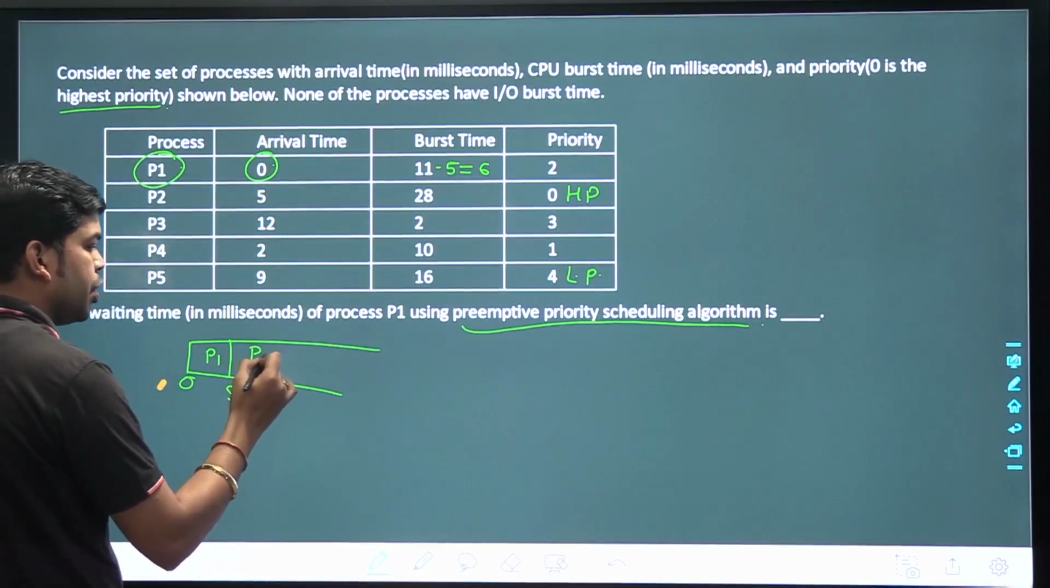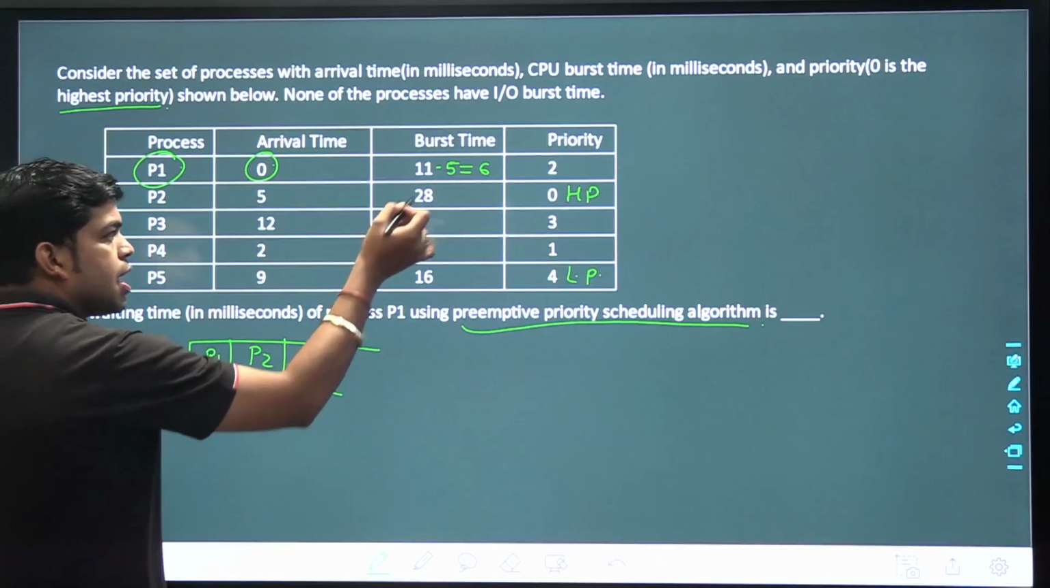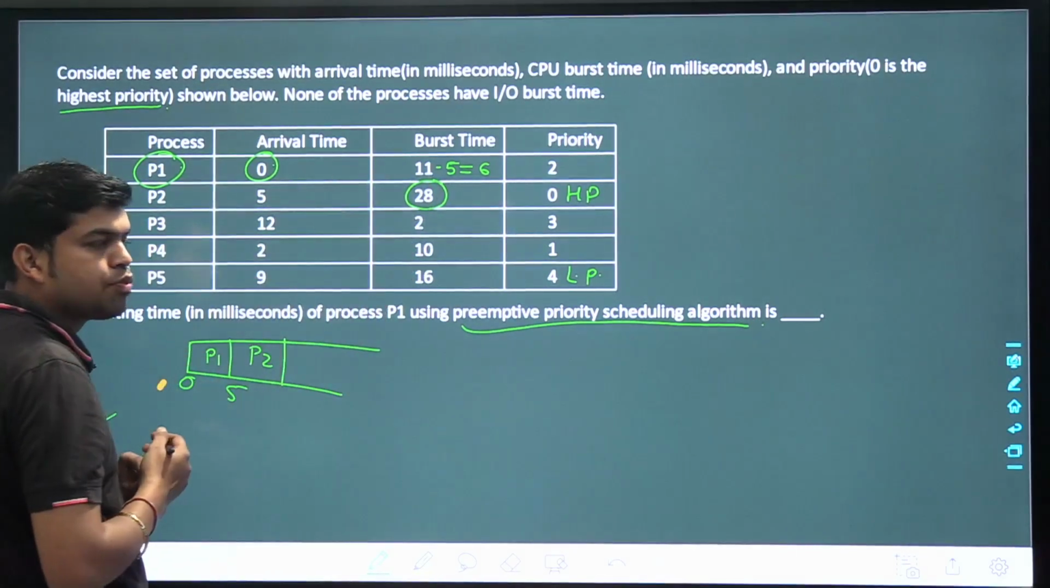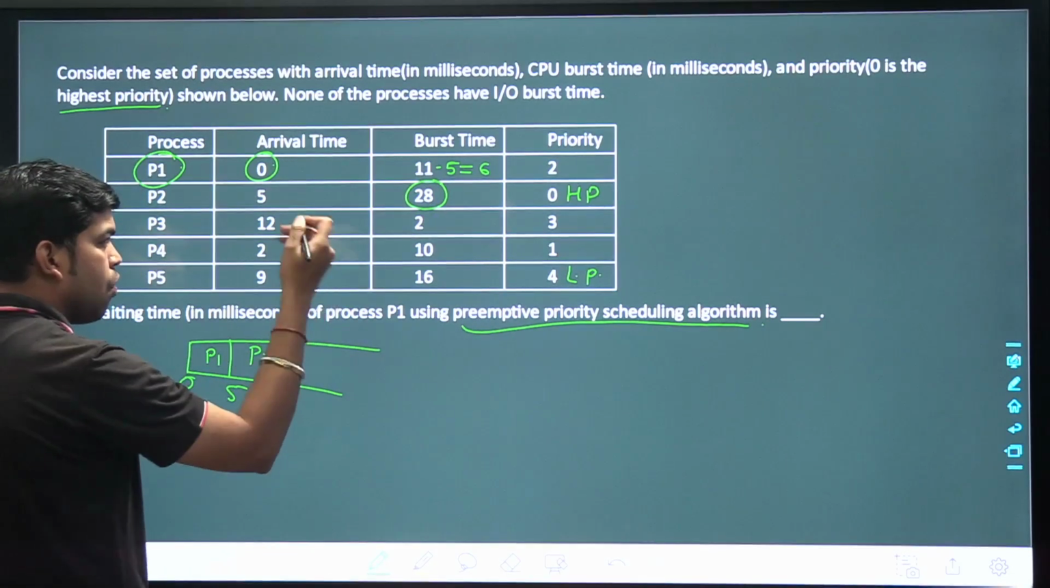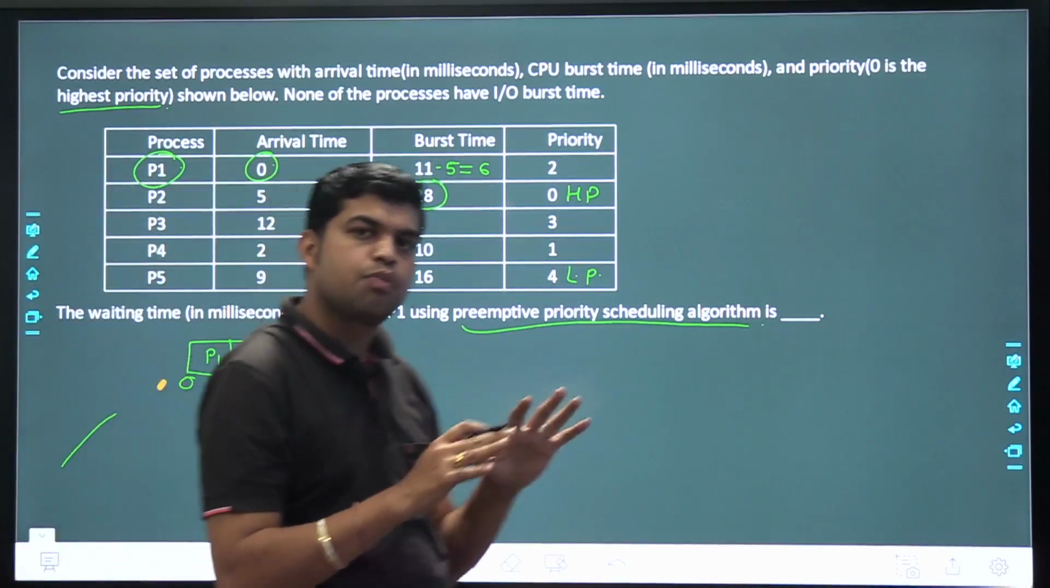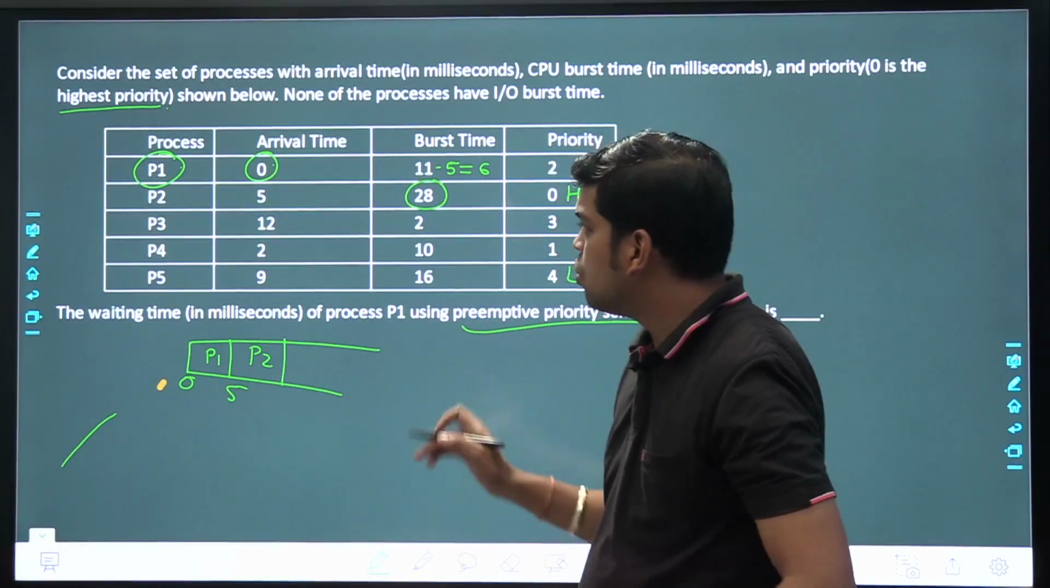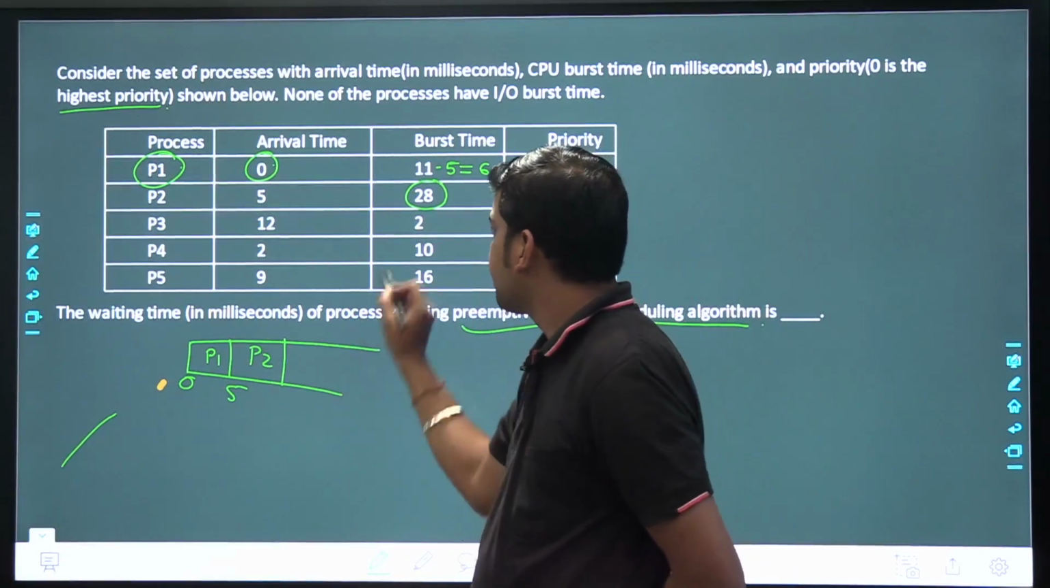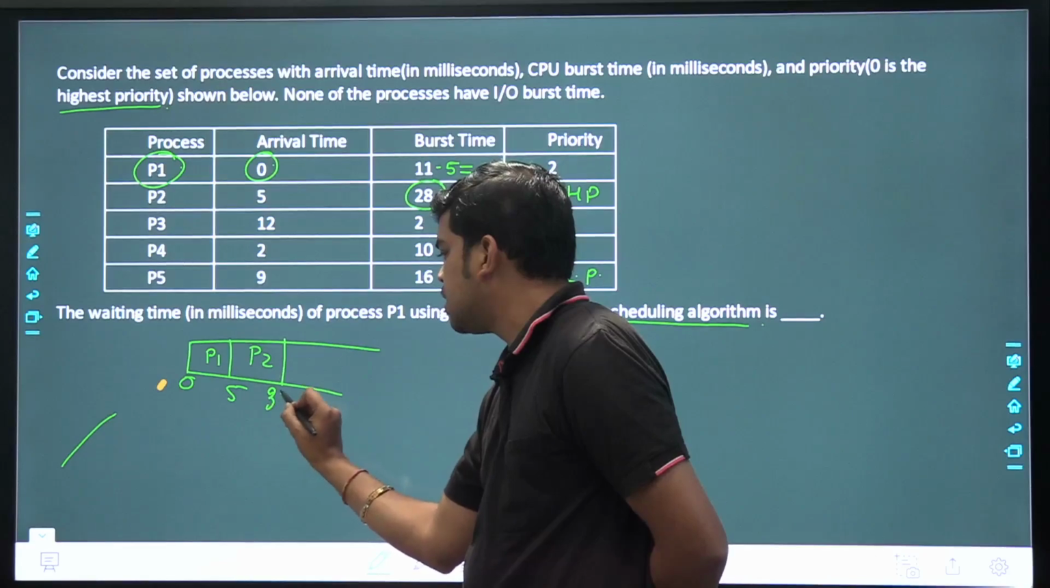Got it? So P2 arrives and the priority of P2 is highest. So we execute P2 for how much time? Complete time, because P2 is the highest priority process. Whatever process arrives, we need to execute P2 first. So P2 executes completely. So 28 plus 5, that is 33.